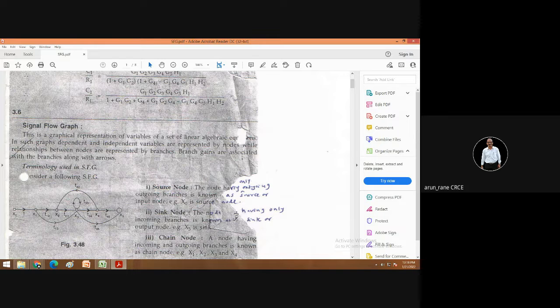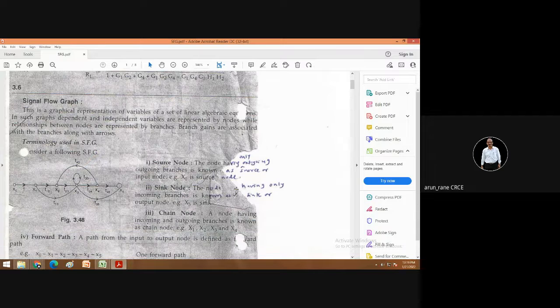Okay. So a source node is the node having only an outgoing branch, known as a source or input node. Here x0 is a source node because it has only an outgoing branch. Then the sink node is the node having only an incoming branch, that is this. Now this or this cannot be a source node or sink node because they have incoming as well as outgoing branches.